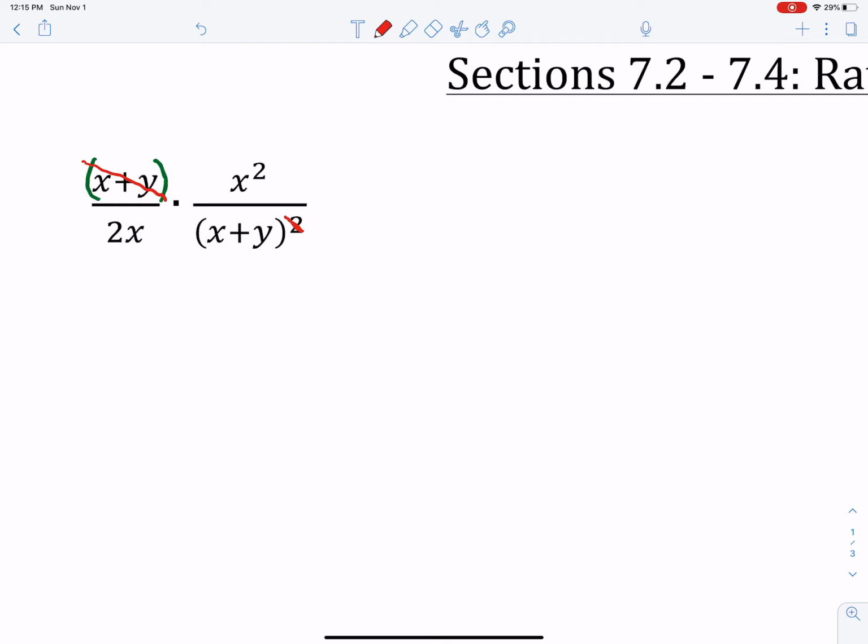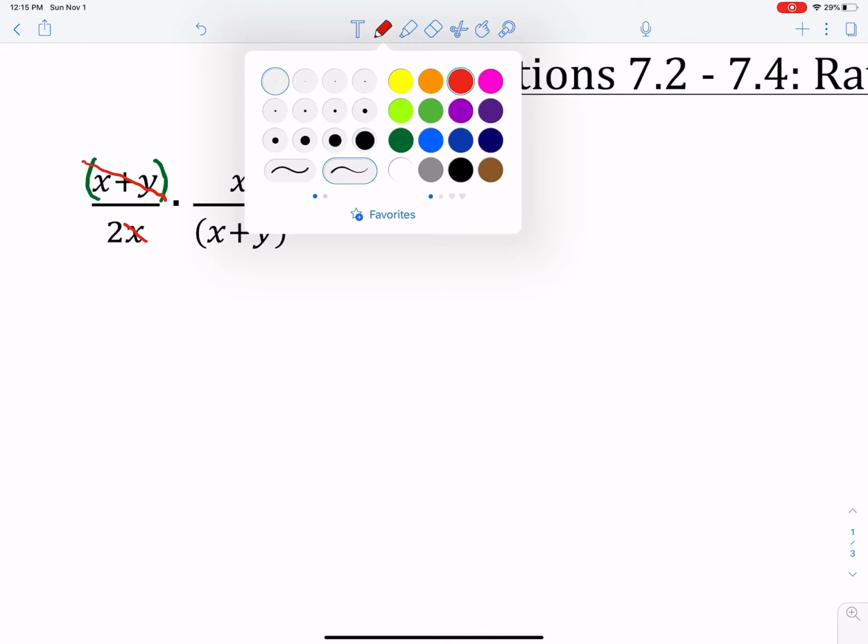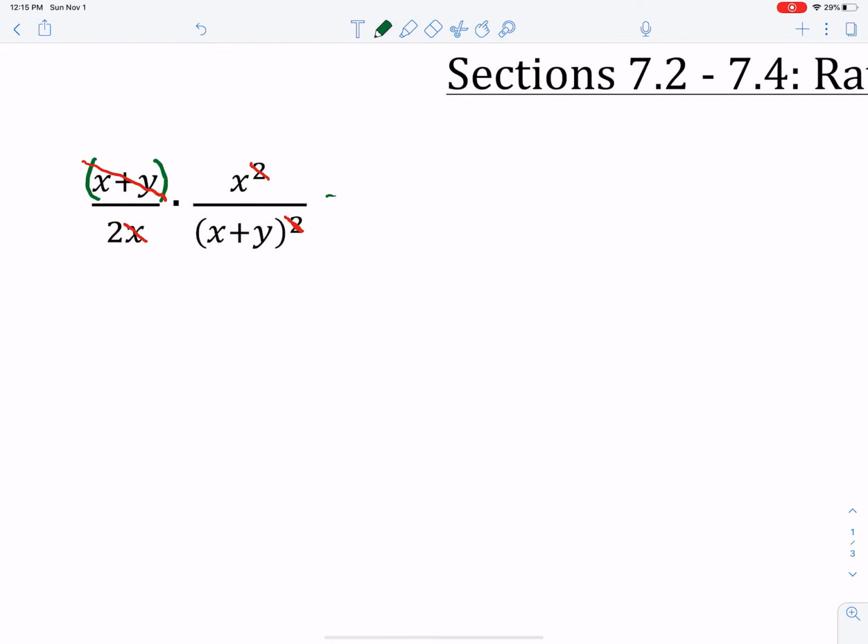In the same way, I notice I've got x squared on the top of the second one, and there's an x on the bottom of the first one. I can divide both of those by x. X divided by x, it just cancels out. X squared divided by x, I'm left with x instead of x squared. So here, all I'm left with on the top after that canceling out is x. And on the bottom, I'm left with 2 times (x + y), like that.